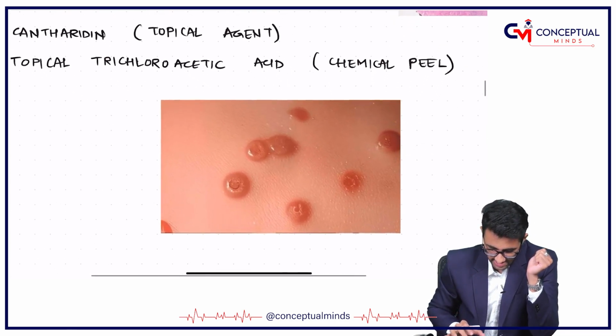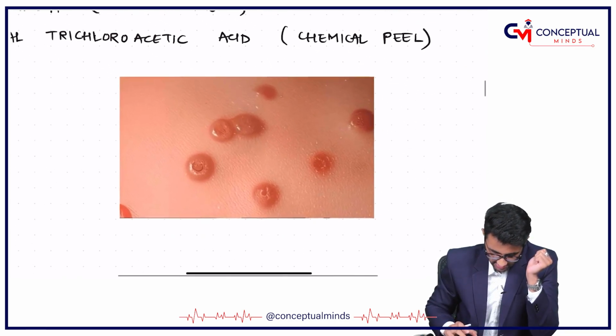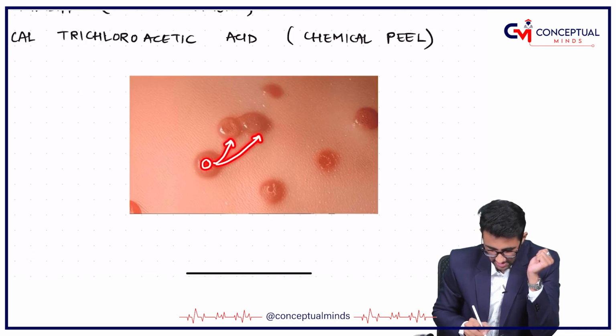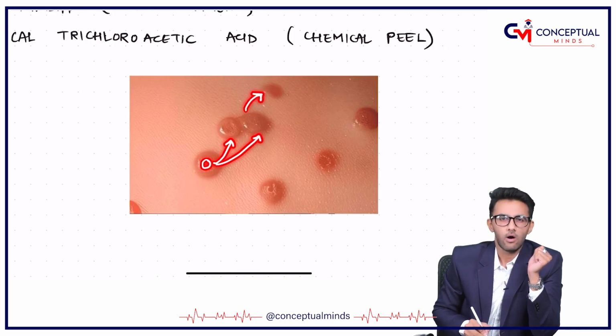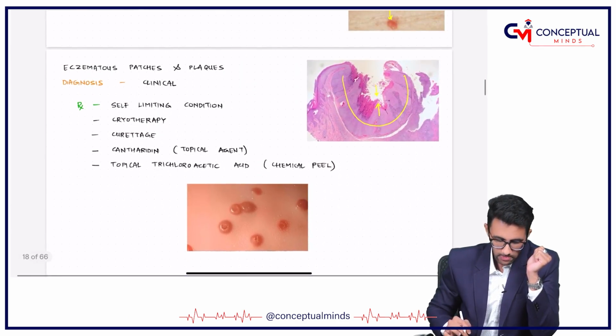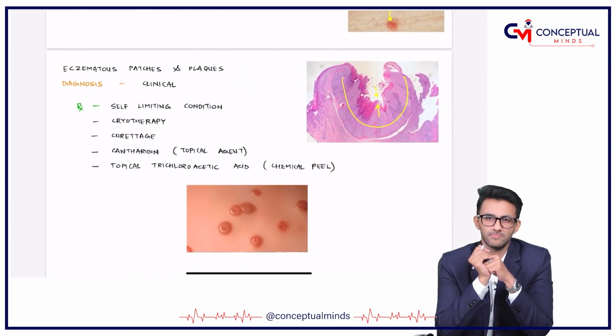So this is another image of the lesions of Molluscum contagiosum. As you can see, there is central umbilication here, and the thing we just discussed is the auto-inoculation. Okay, alright. So this is all about Molluscum contagiosum. Thank you so much.